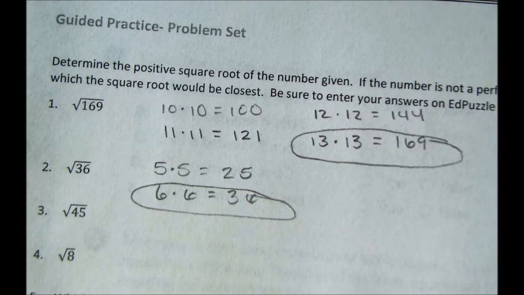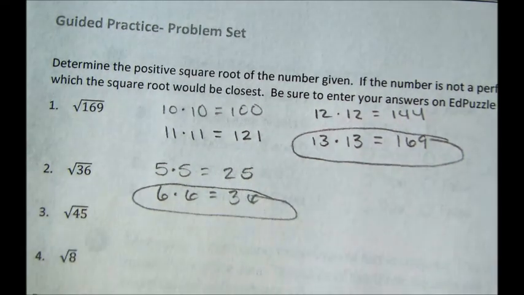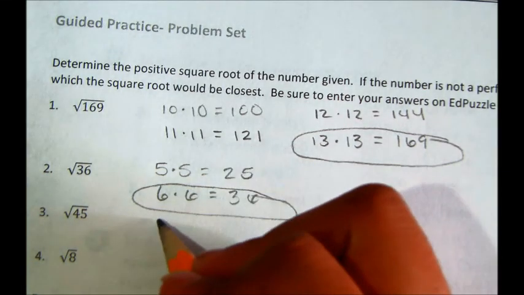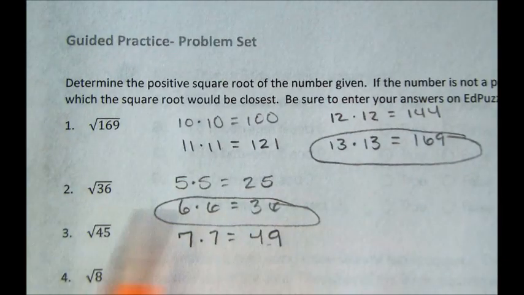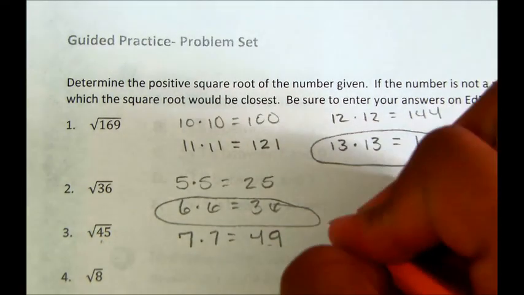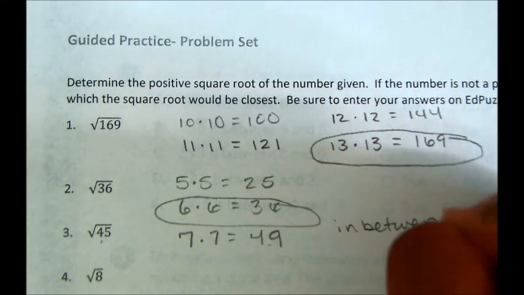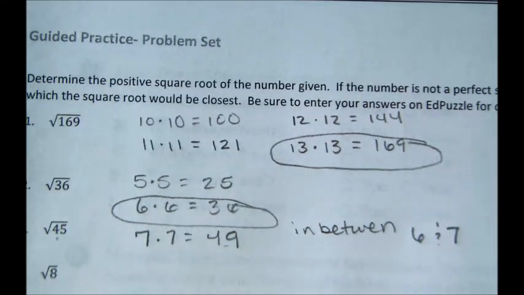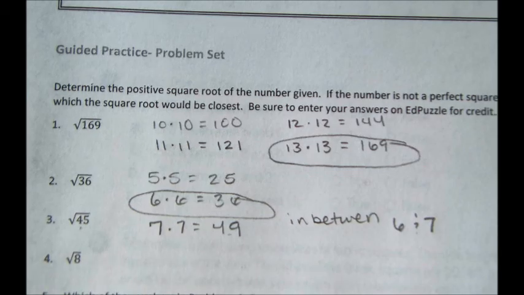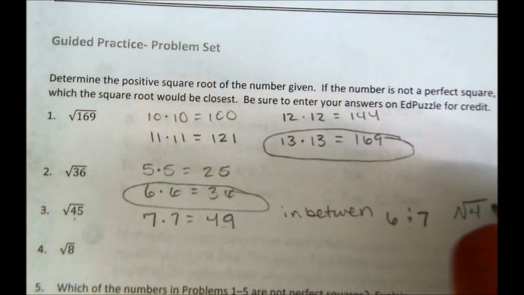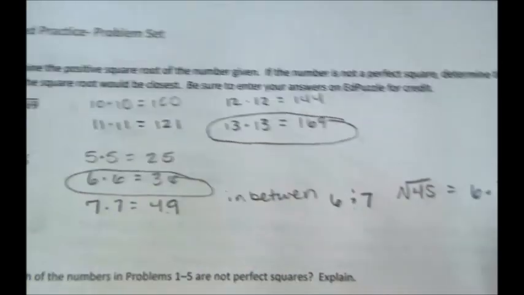What about the square root of 45? Well, I can use my work from the previous problem. I'm not quite there at 36, so I'll go ahead and jump to 7. 7 times 7 gives me 49. I notice that 49 is bigger than 45, so that tells me that the square root of 45 must be in between the whole number 6 and 7. Which of those numbers would this be closer to? 7. What is the square root of 45 to the nearest 10th? The square root of 45 to the nearest 10th is 6 and 7/10.